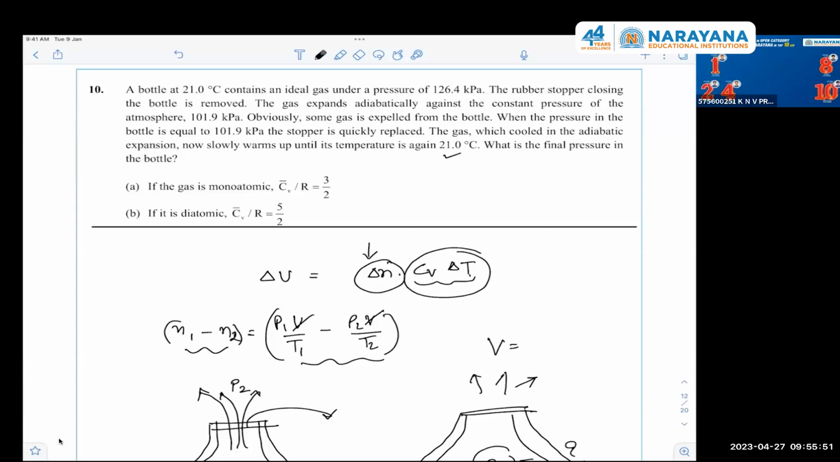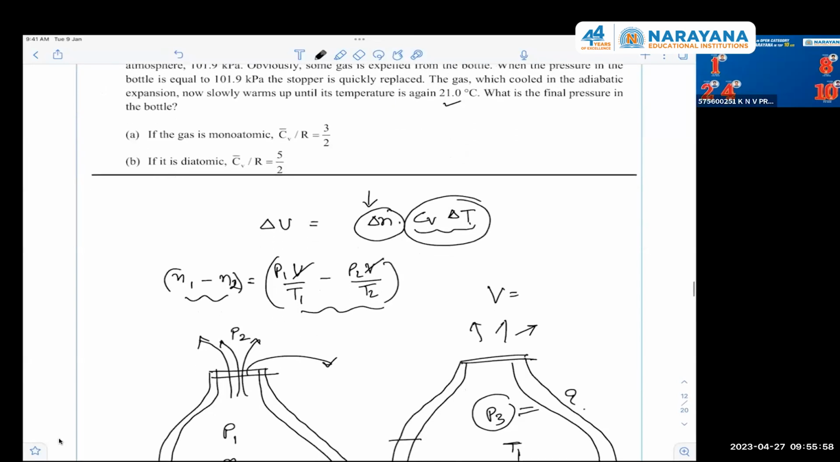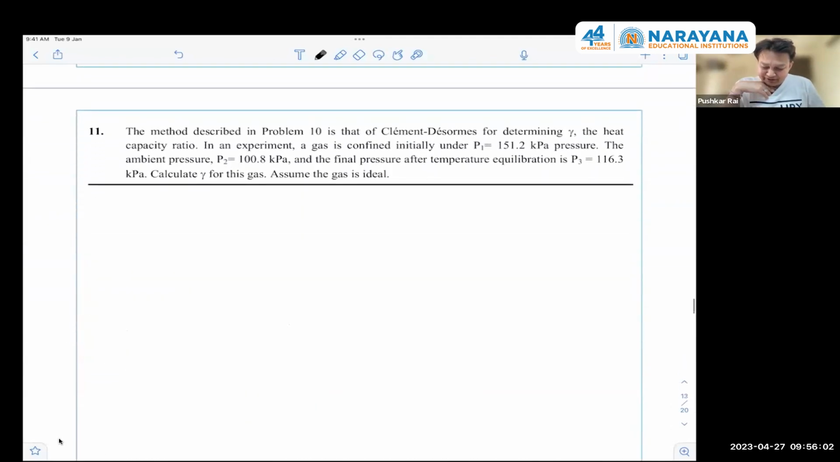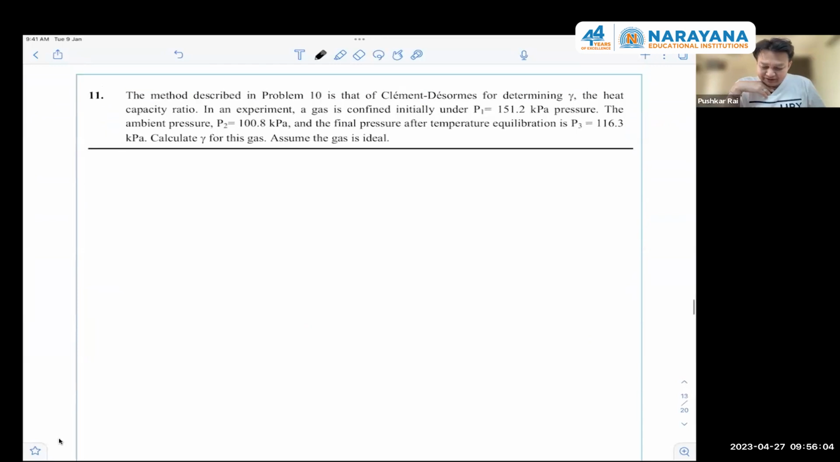You are good. Question number 10 is very much related to question number 11. See, the method described in problem 10 is a method for determining gamma, the heat capacity ratio. Now, in the experiment, the gas is confined initially, the ambient pressure was this, and the final pressure after temperature equilibrium is this. From this, get the value of gamma.